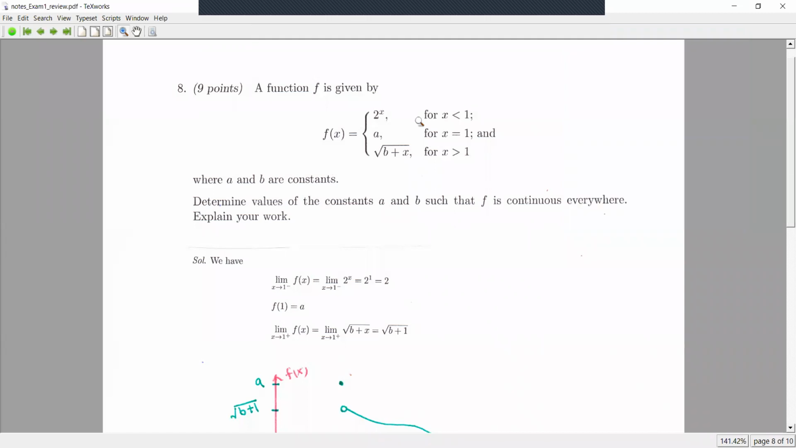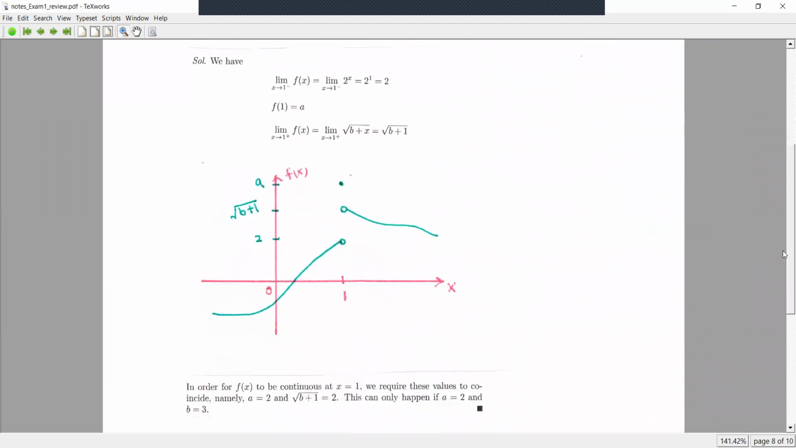Now, sketch the graph of this function. Suppose 1 is here. As x approaches 1 from the left side, the function approaches 2. So on the left side, I draw a curve. The curve approaches this point. The height of this point is 2.